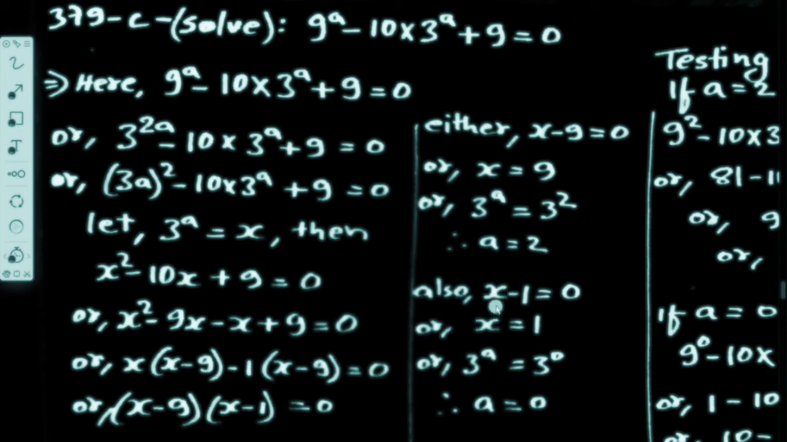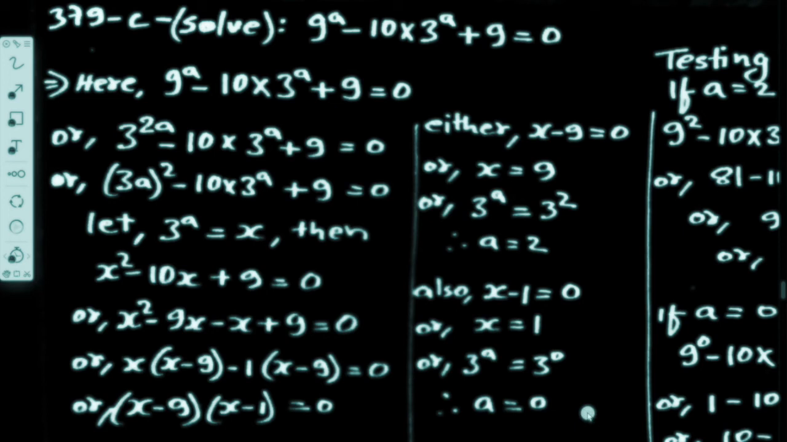Also, x minus 1 equals 0 is our second factor. From the second factor, we see our x equals 1. Replace x with 3 power a, so 3 power a equals 3 power 0. 3 power 0 means 1, and 1 means 3 power 0. Here the base is the same, 3, 3, therefore a equals 0. Here we get two values for a. a equals 2 is our first value and a equals 0 is our second value.